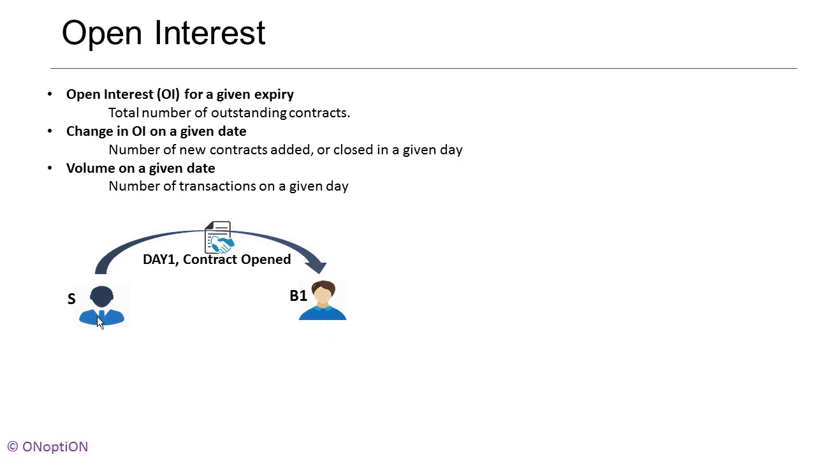So one contract has been created newly on day 1. So in this case, there is an active contract on day 1. So the open interest is one lot. Change in open interest is also one lot because on this day 1 new contract has been created.